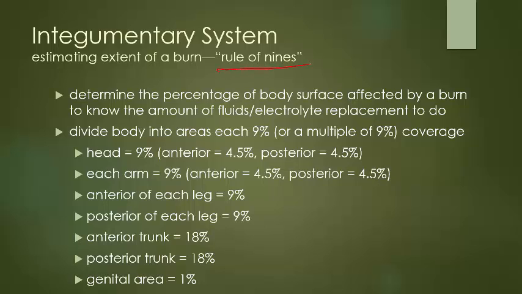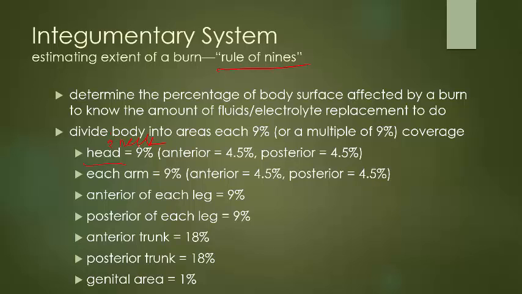And so by dividing the body into 11 regions, each of which is either 9% of the body or a multiple of 9%, we can do a pretty good job of estimating the percentage coverage of a burn. So the head, the entire head, is about 9% of the surface of the body. The head and neck, anterior surface is about 4.5%, the posterior surface 4.5%. Add those together, that equals 9.